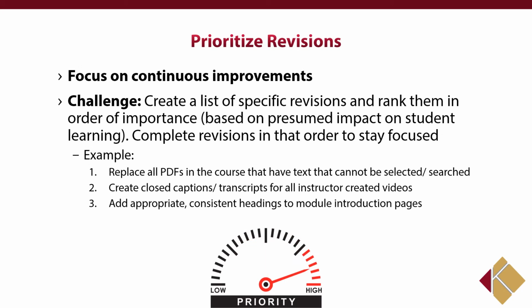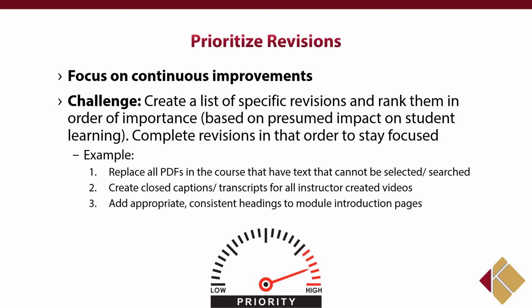The P in CPR stands for Prioritize Revisions, and really this has two different meanings. It's going to be focusing on continuous improvements, but also deciding on which revisions are most important. A challenge for this is to create a list of specific revisions and rank them in order of importance based on the presumed impact on student learning. You can then complete revisions in that order to stay focused.